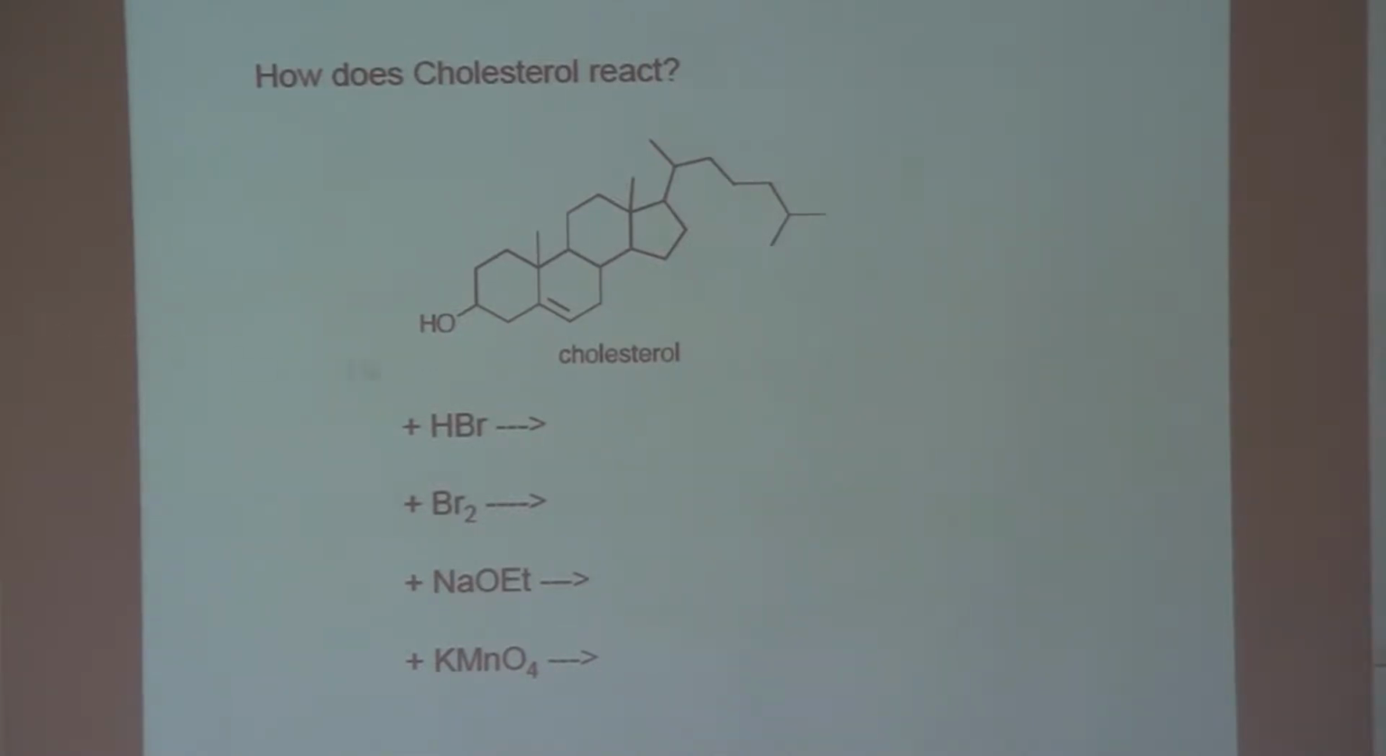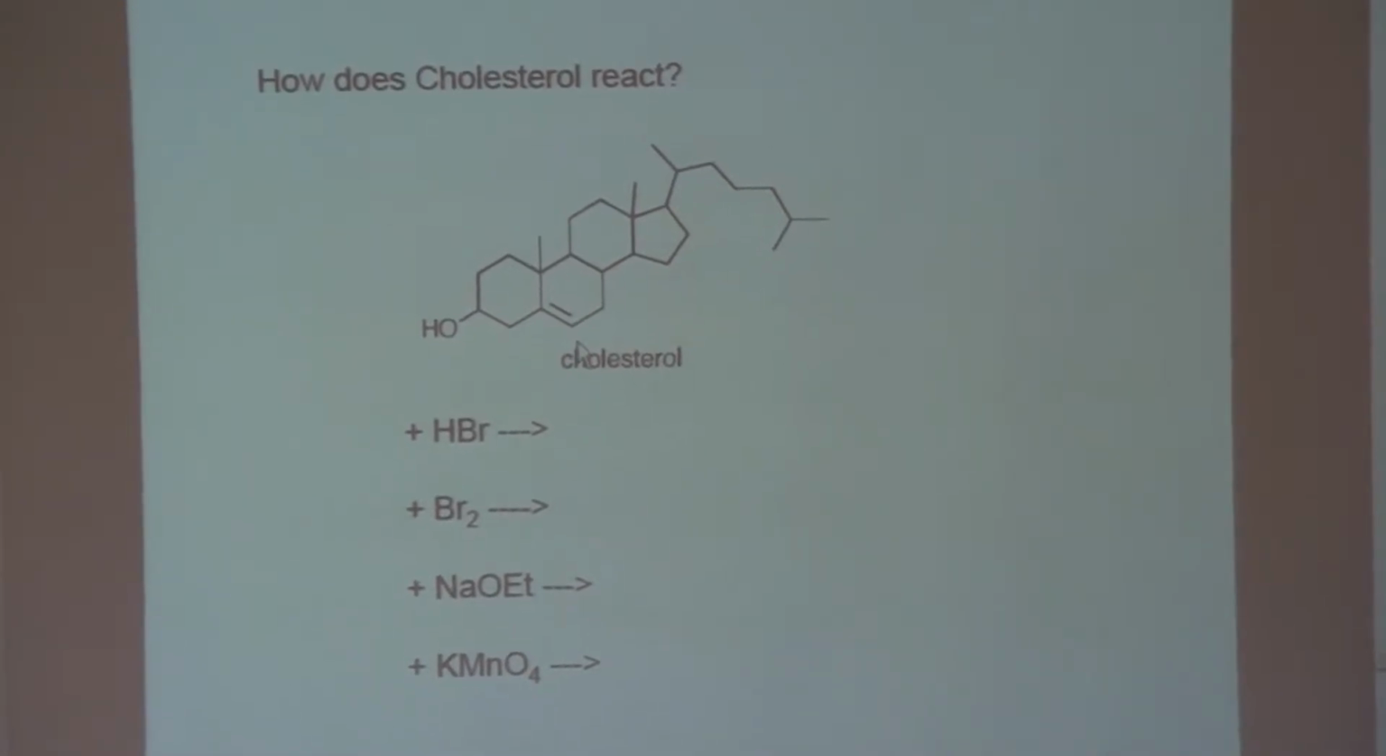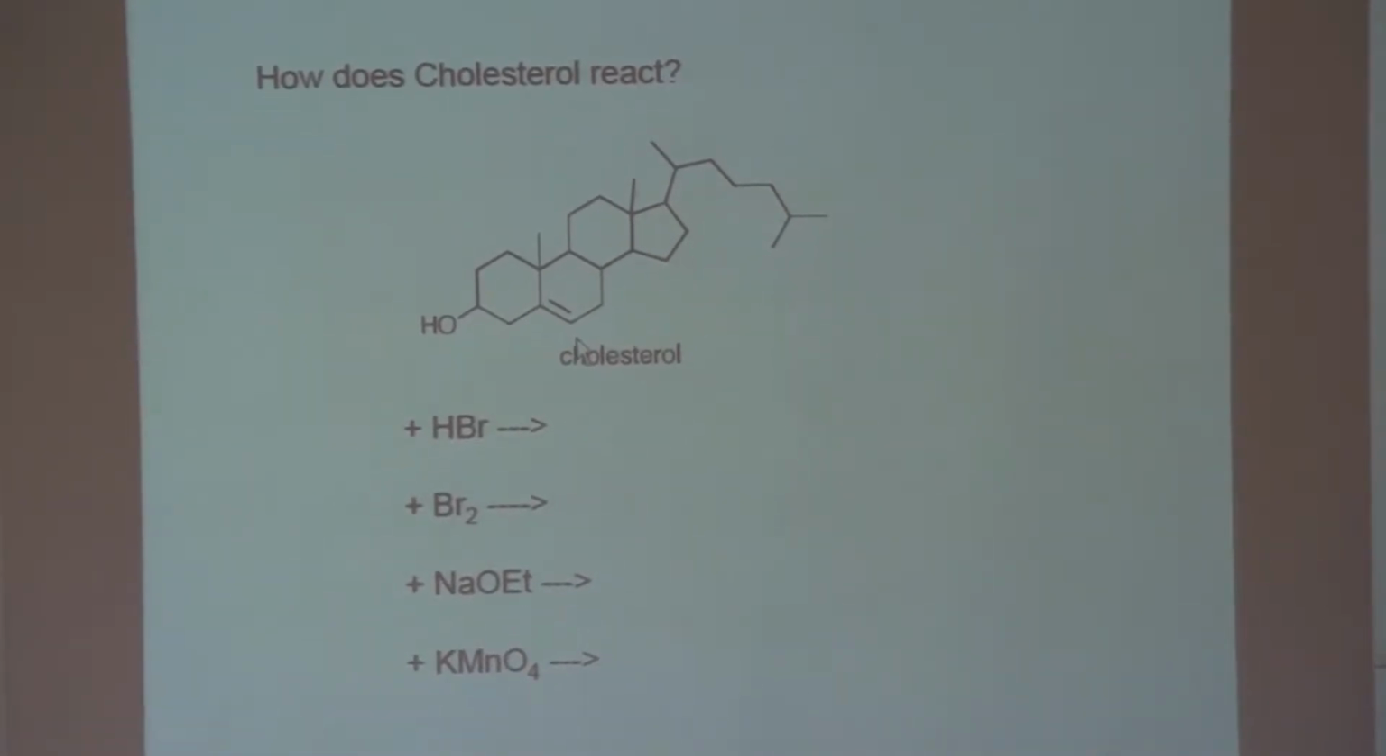We have an alcohol group here, so we know that the alcohol can react with either a nucleophile or electrophile. And note that we have the alkene, this pi bond here, and we know that the alkene can react with an electrophile, since the pi bond is a nucleophile. So how does cholesterol react with HBr? Is it going to react with the OH group or the pi bond?